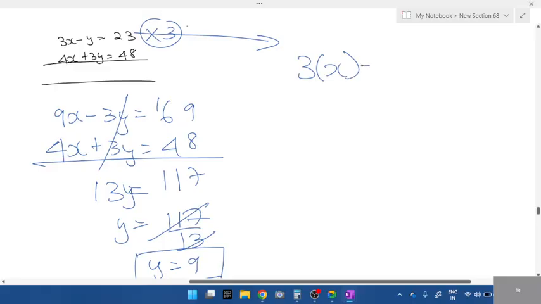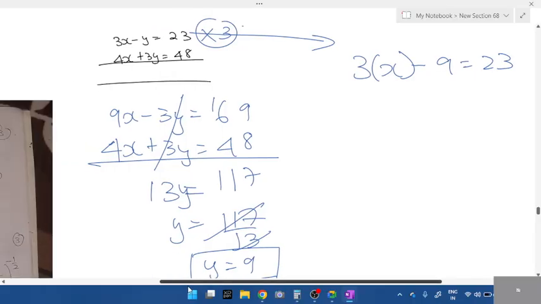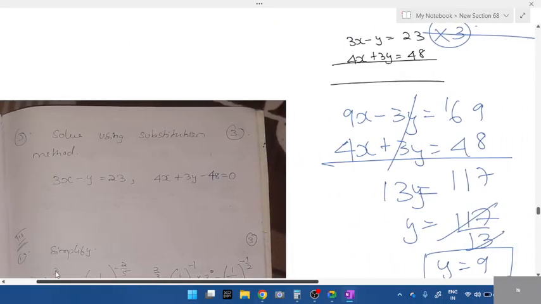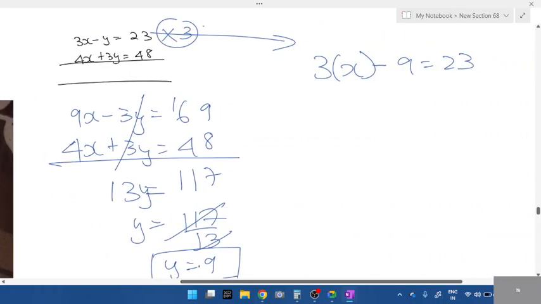3x minus 9 is equal to 23. No, no, not 9, students. Where did I go wrong? 3 3s are 9, 3 1s are 3. 3 3s are 9, 3 2s are 6. 17, 6 plus 1, okay, 9 is the answer. If 3x minus 9 goes to the other side, what do you get? 23 plus 9. What is 23 plus 9?